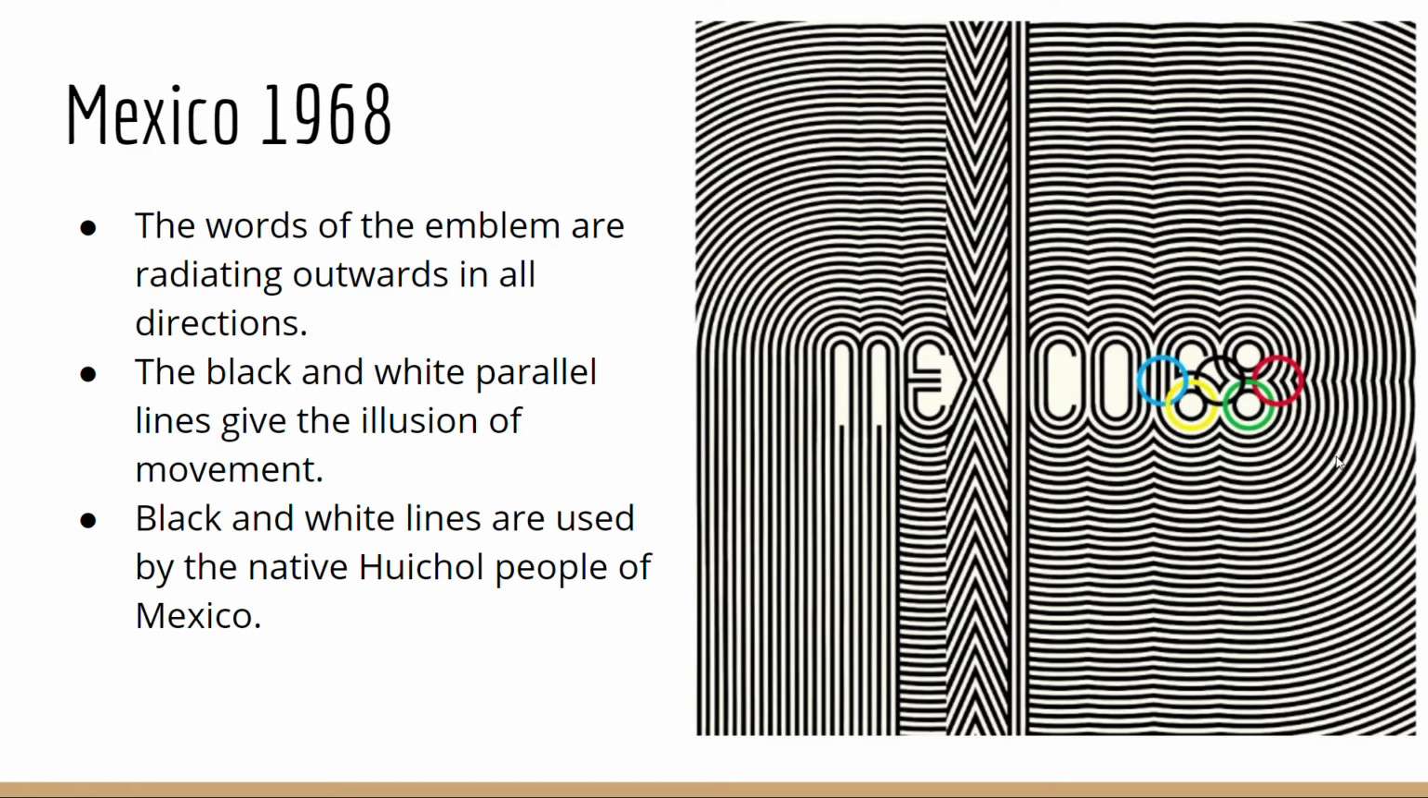Now we go 4 years later, the Olympic Games went to Mexico. And this is an amazing design because it's so funky. Funky is something strange, right? The words of the emblem that says Mexico are radiating in all directions. And it almost transfixes you. It kind of puts you into a trance if you look too closely at it.